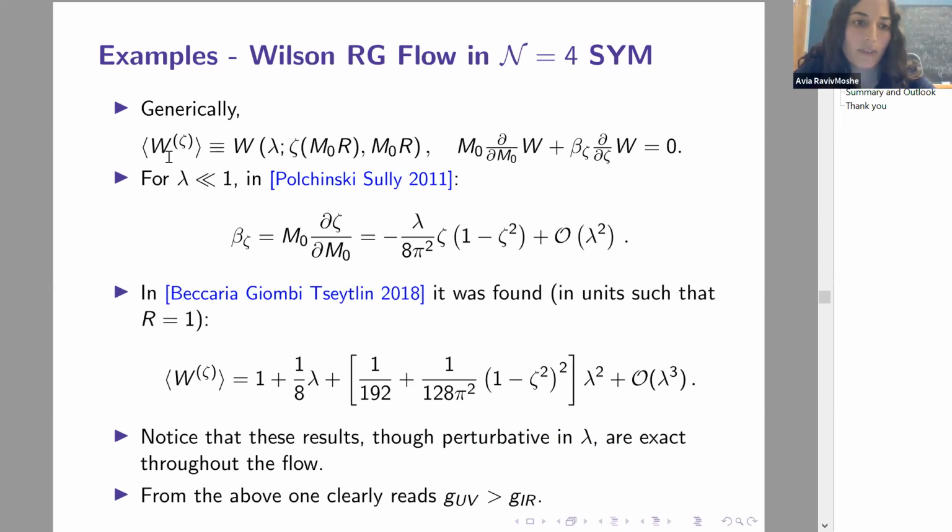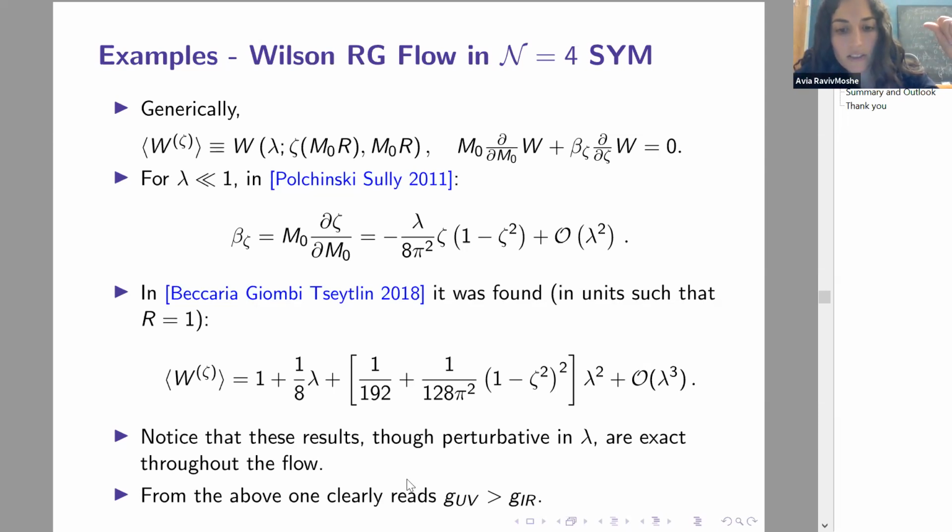Now, generically, the expectation values of the Wilson loop operators are some functional that depends on the 't Hooft coupling lambda, which does not flow, and on the zeta parameter, which does flow, and it is a function of M0 R. It has a beta function. So in the small 't Hooft coupling regime, Polchinski and Sully calculated the beta function, and it is given by this result. Now, in the paper by Beccaria and collaborators, it was found that the expectation values of the Wilson loop operators are given in the weak 't Hooft coupling regime by this expression. Note already we can see from this expression that GUV is larger than GIR. And also notice that these results, despite being perturbative in lambda, are exact through the flow, meaning this expression holds from zeta equals 0 to zeta equals 1.